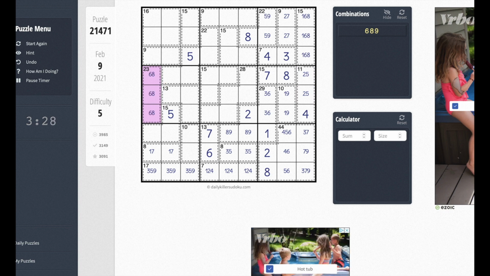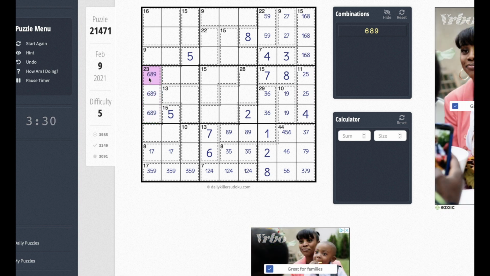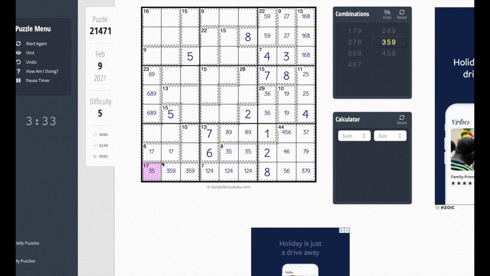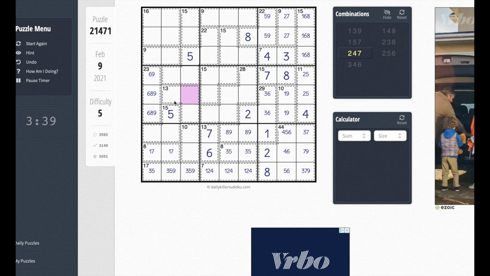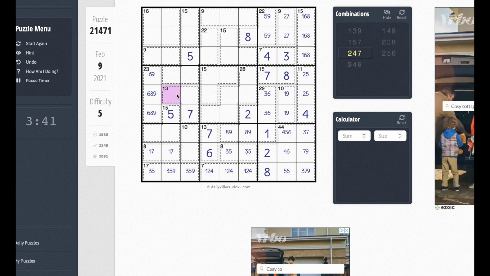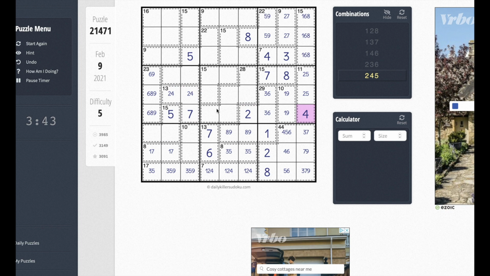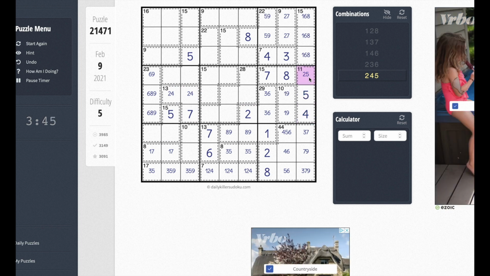6, 8, 9 in here. 8 and a 9. 5, 6, 8, 9 out of here. 5, 6, 8 out, making this a 2, 4, 7. 7 in there and a 2, 4 in there thanks to these two. Can actually resolve that.